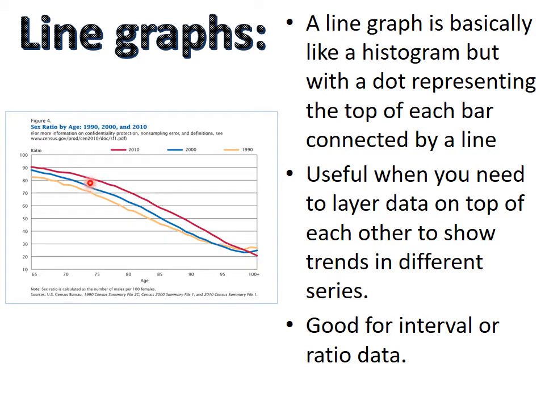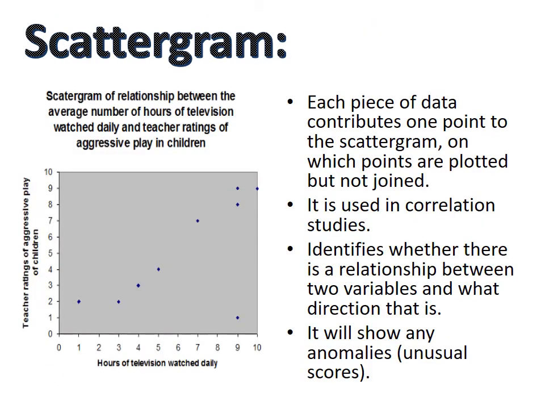Line graphs are particularly useful if you're plotting more than one data set on top of each other. So here we've got 2010, 2019, 90. That would look really confusing if it was drawn as a histogram, so we draw it as a line graph. Again, line graphs are very good for interval and ratio data. Line graphs can drop below 0 if you're doing interval, though they don't there. And then we've got scattergrams.